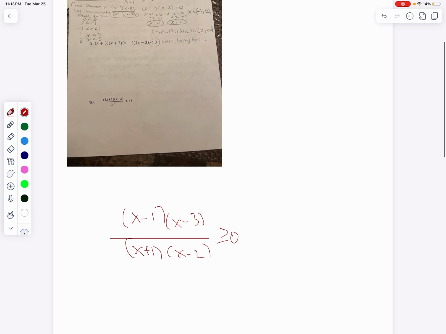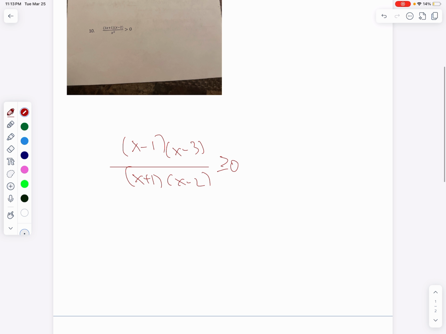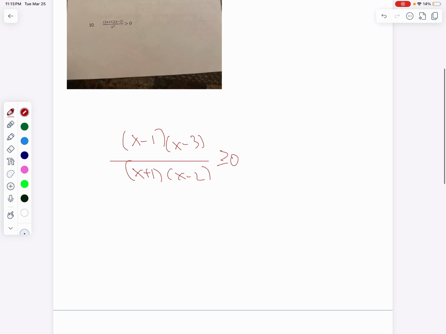Okay, so let's take a look at number 8. We're given (x minus 1)(x minus 3) over (x plus 1)(x minus 2), and the question is to say when this function is true.